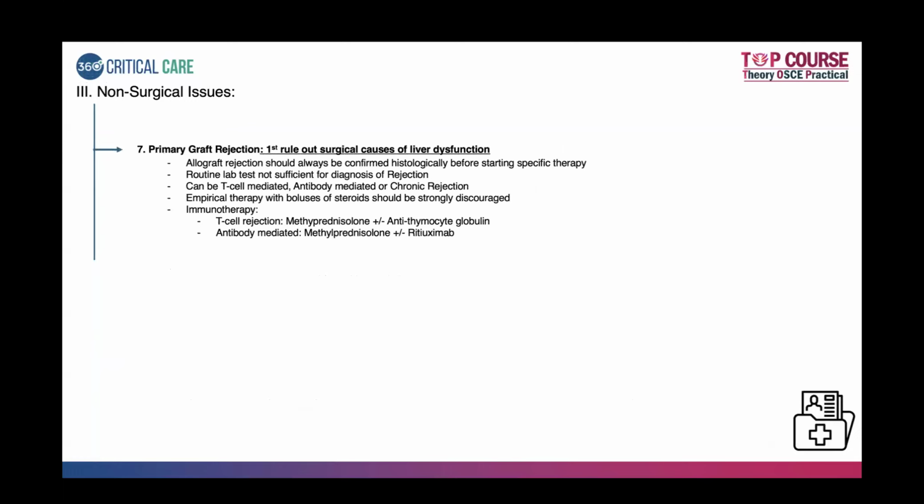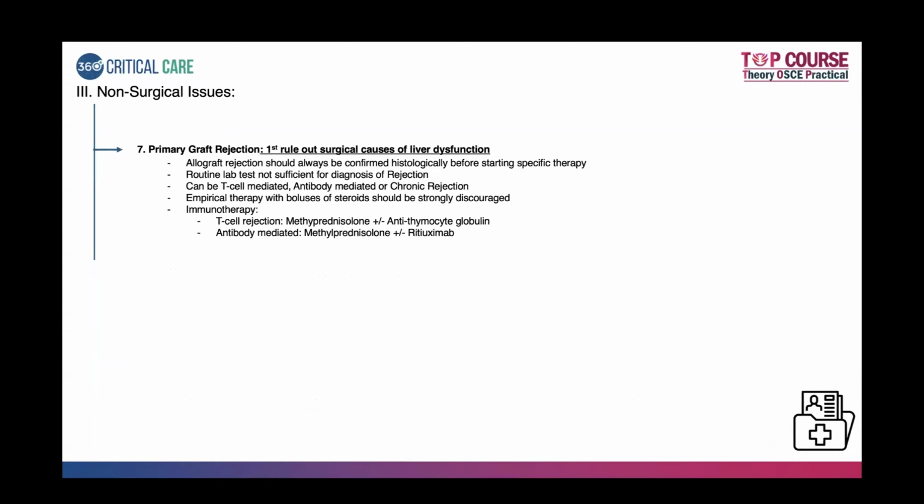The one thing they say is before you go into a diagnosis of primary graft rejection, first you need to rule out the surgical causes. That is, you rule out hepatic artery thrombosis, portal vein thrombosis, biliary leaks or strictures. Then after that, you look into these factors. Allograft rejection should always be confirmed histologically.